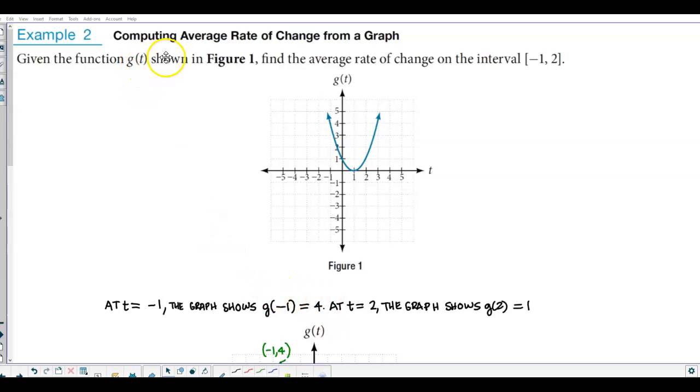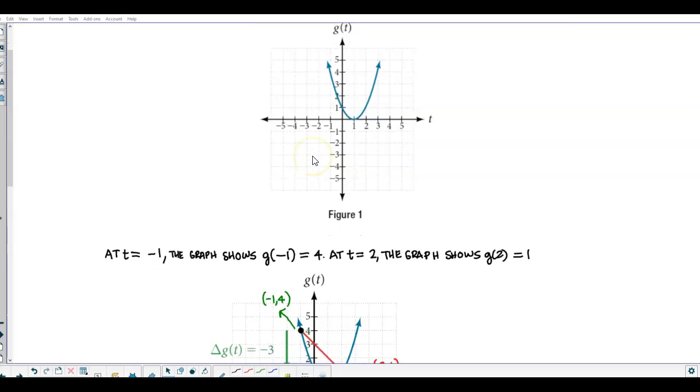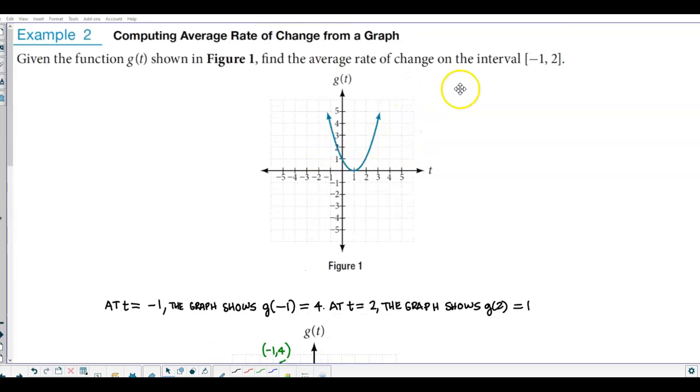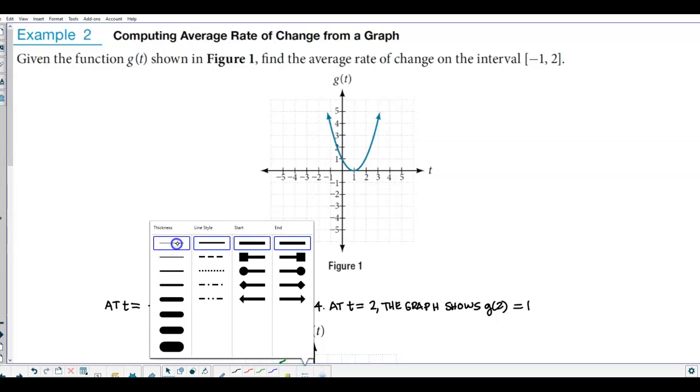Okay, in example 2, we're computing the average rate of change from a graph. So given the function g of t shown in figure 1, we want to find the average rate of change on the interval between -1 and 2.